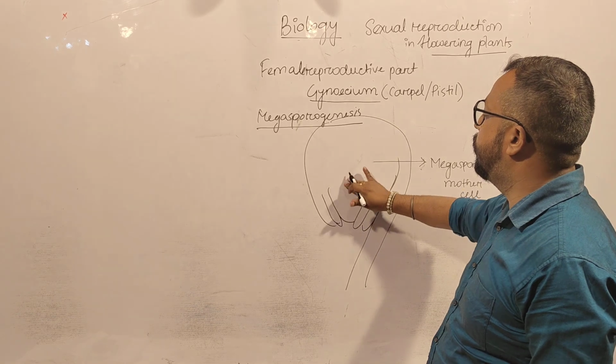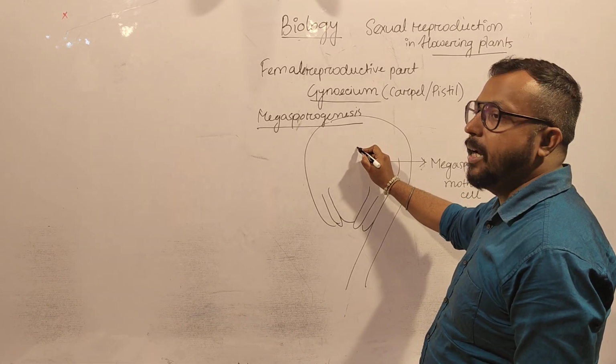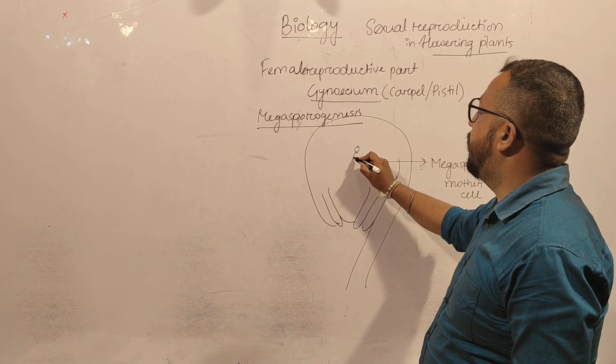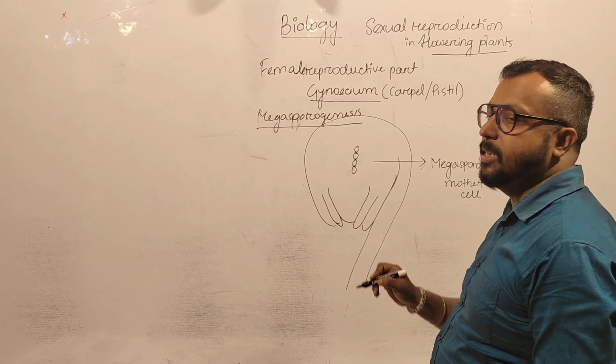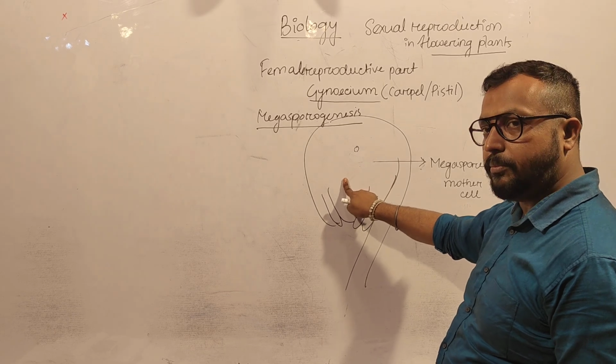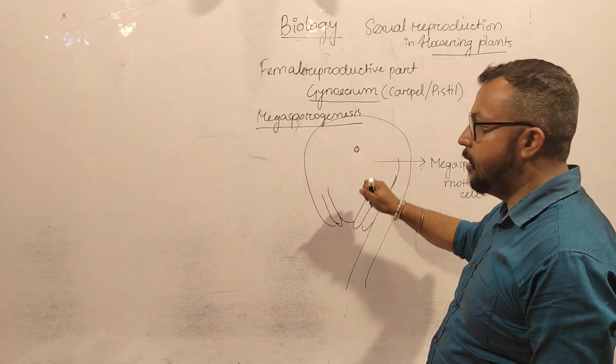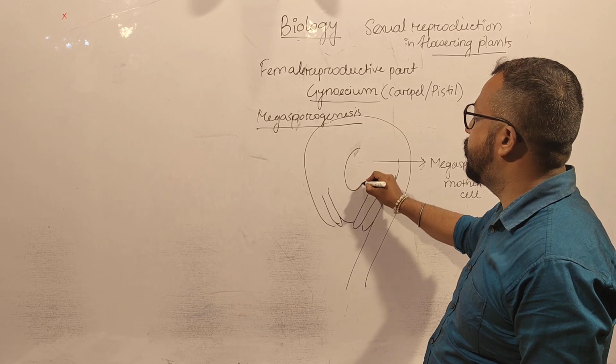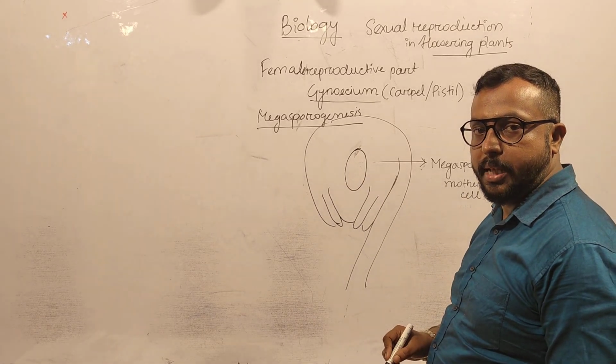Then what is it going to do? It is going to divide. Again it is going to divide to form 4 cells. Out of these 4 cells, 3 cells will degenerate. 1 cell will remain, and this cell will enlarge to form the embryo sac.